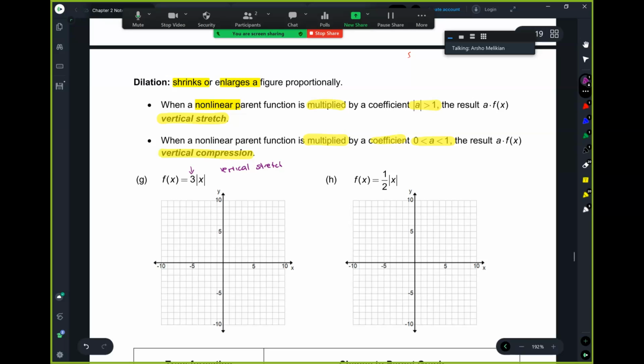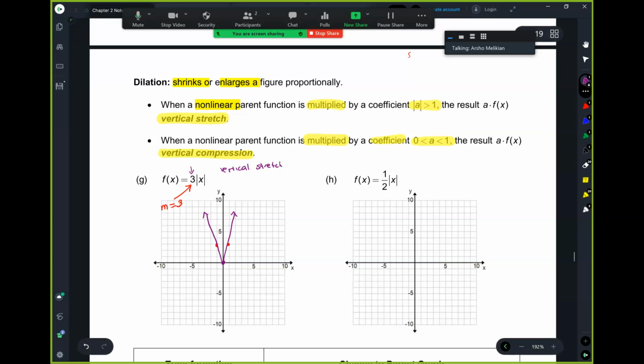Now take a look at what happens. It hasn't moved up, down, right, left. So the vertex is still at 0, 0. But now, because of the 3 here, I'm going to say that the slope is 3 and not 1 anymore. So I'm going to go up 3 over 1, up 3 and over 1, okay? So like this. You see what it does? And you see how it's stretched upwards, right? So it became narrower.